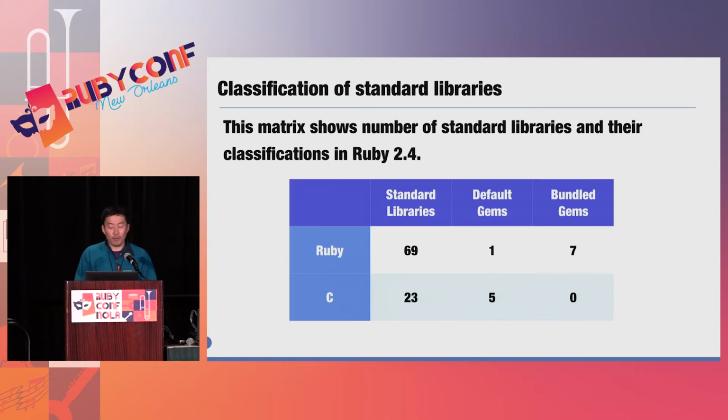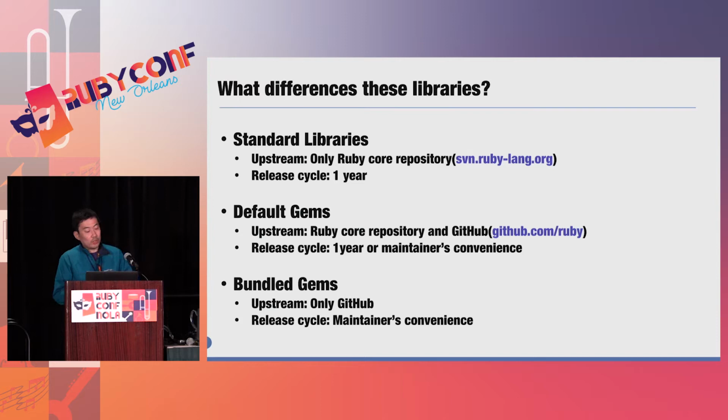Well, I will introduce the differences. In the standard library, the upstream is svn.ruby-lang.org, the same as the Ruby language. So we use Subversion for development of the standard library. The release cycle is also the same as the Ruby interpreter, every year.